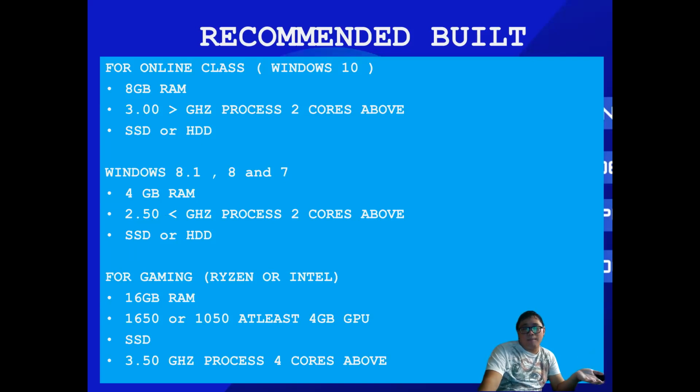Yun nga lang, syempre, habang nag-upgrade kasi yung mga technology natin, kumakain ng mataas na frequency in terms of transmission of data. So for gaming naman, we have the Ryzen or Intel. It's up to you. You want to build the 16 gig RAM, 1650 or 1050, at least 4 gig GPU and a solid state drive, 3.50 GHz processors, 4 cores, makapaglaro na kayo ng matino niyan.